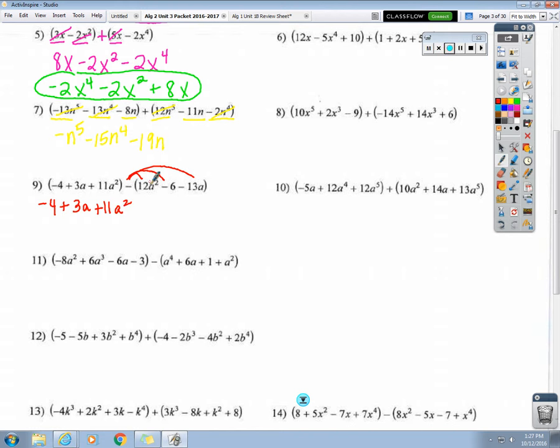But over here, it'll attach to that 12 and make it minus 12a squared. When the minus attaches to the minus 6, it becomes positive 6. And when it attaches to the negative 13a, it becomes positive 13a. Any questions?